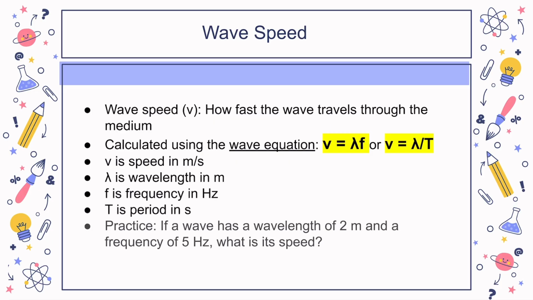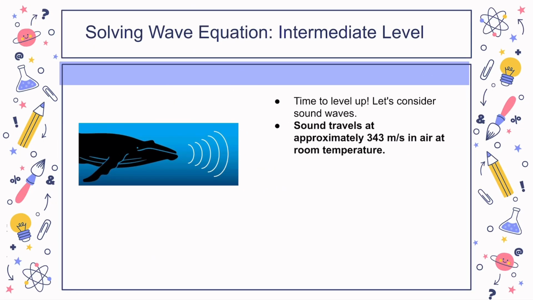So let's say we have this question here. If a wave has a wavelength of 2 meters and a frequency of hertz, what is its speed? Well, given that we have the measurement in hertz, we're going to use the first universal wave equation. So v is going to be equal to 2 meters times hertz, and that's going to give us 10 meters per second.